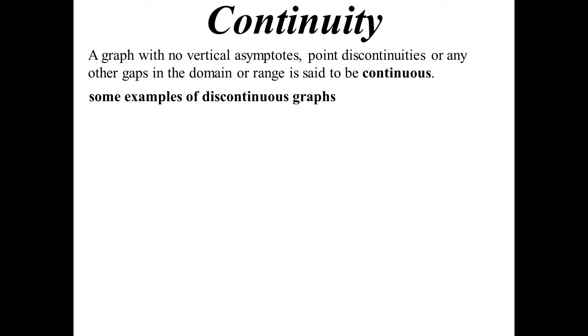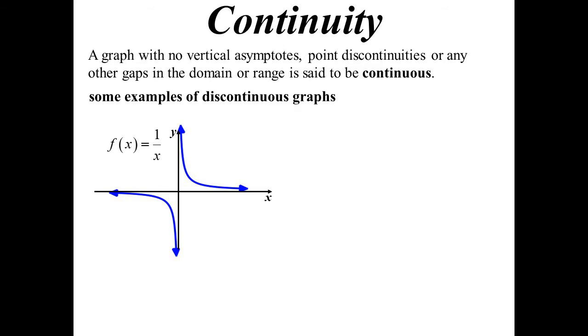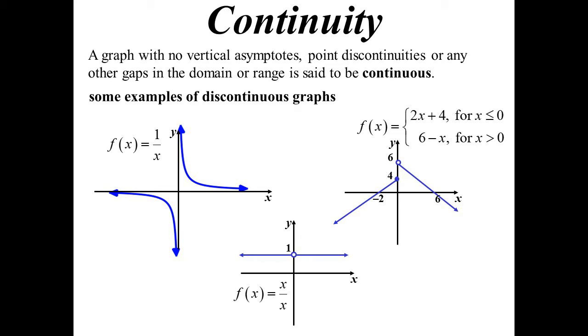So some examples, as I was saying, classic one is our hyperbola, of course. So there was this sort of one as well, where you have x on x, which you would think is the line y equals 1, but of course x can't equal 0 for that one, because 0 on 0 is not actually equal to 1. So you have a point discontinuity. And some of those split graphs where you have different functions depending on what the x values are. So they're all discontinuous graphs.